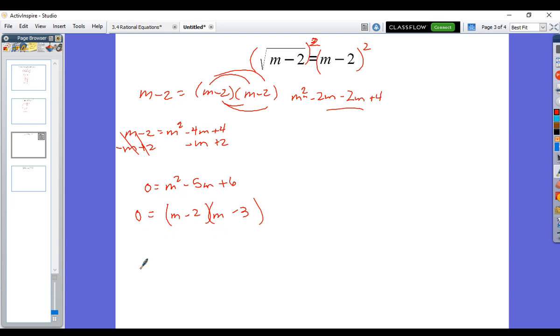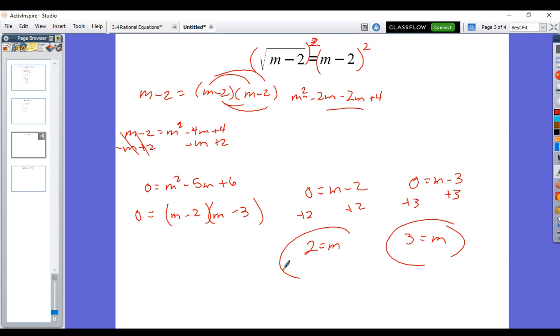We separate it. We'll say, all right, so 0 equals m minus 2, and 0 equals m minus 3. Add 2, 2 equals m, and plus 3, 3 equals m. So these are our two answers. We have two answers for this problem right here.